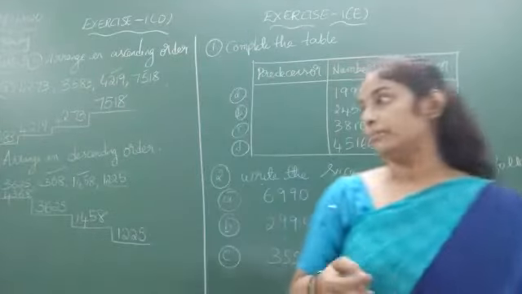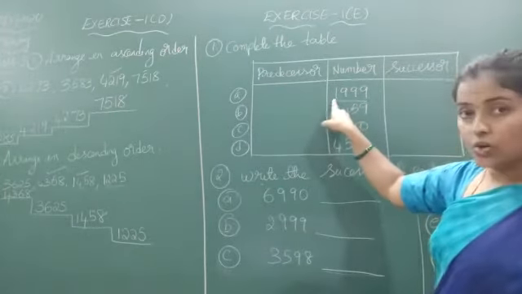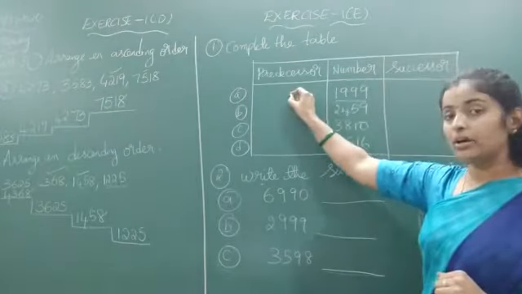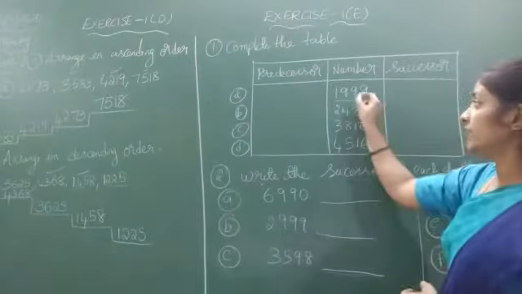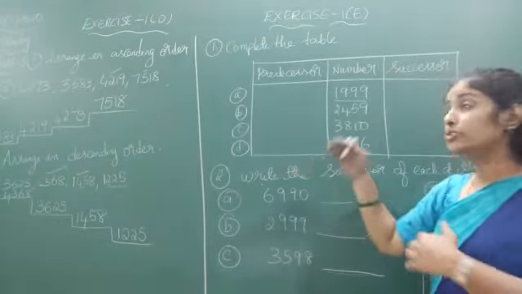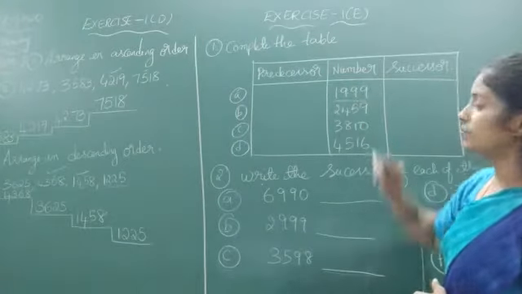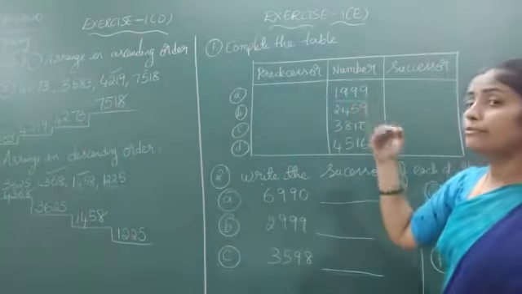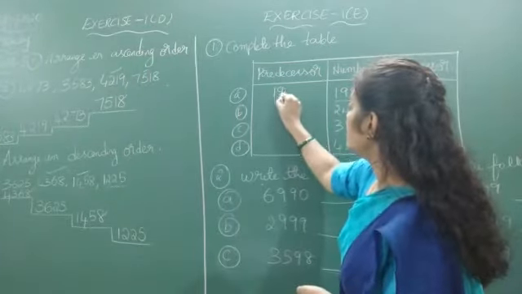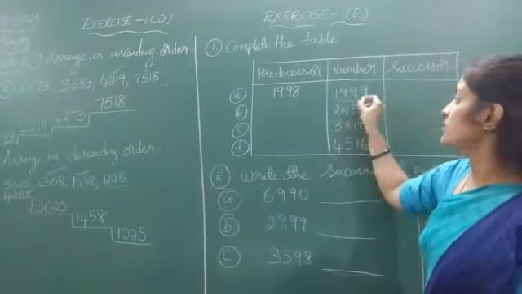So we'll do the problem now. Yes. Now here you can see the numbers, right? What is given in the first one? 1999 is given, right? For this, I need to write the predecessor and the successor. Now tell me, which number will be the predecessor? You need to subtract one, or write the before number for the given one. In the ones place you have 9. So before 9, what will you get? 8, isn't it? So here I will get 1998, isn't it? So the ones place will change, right? So this is about the predecessor.